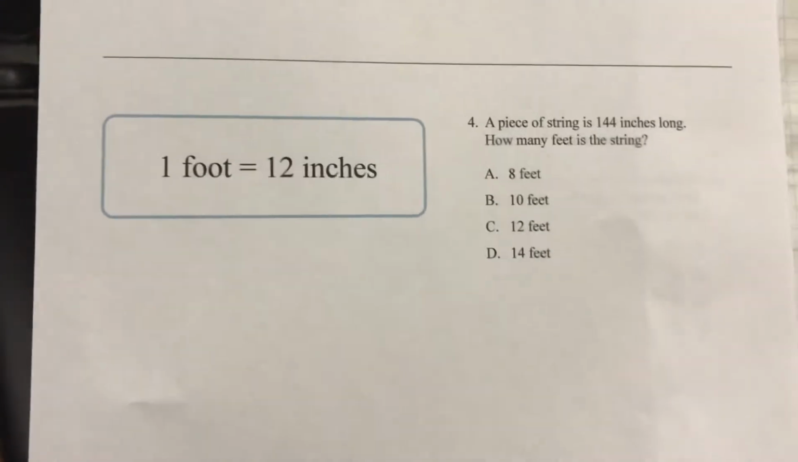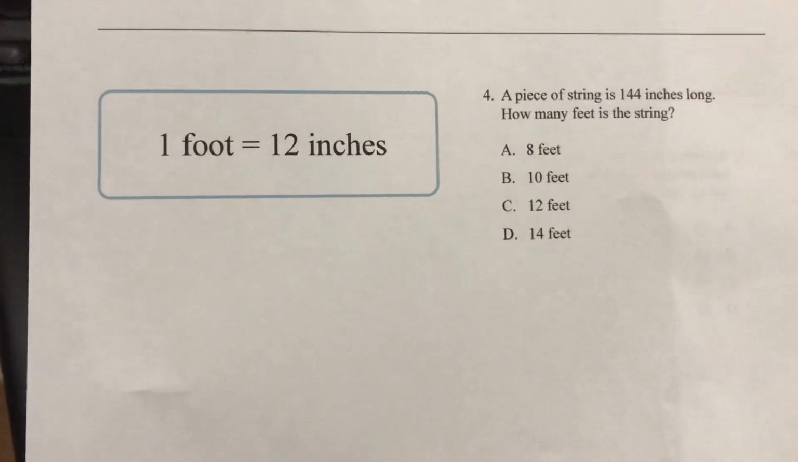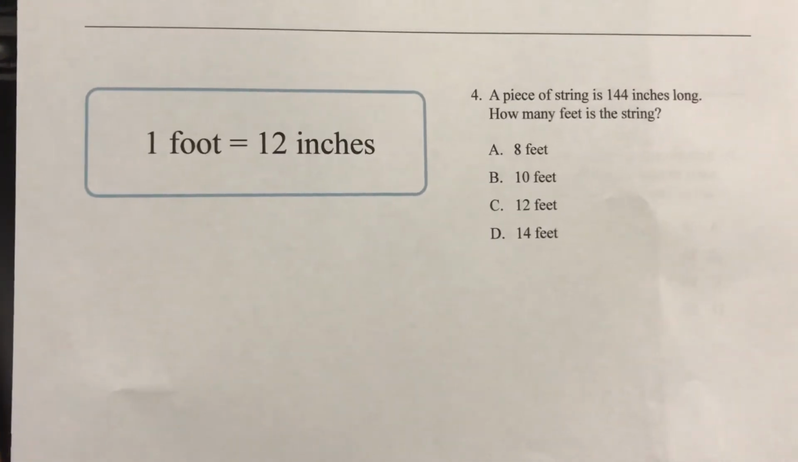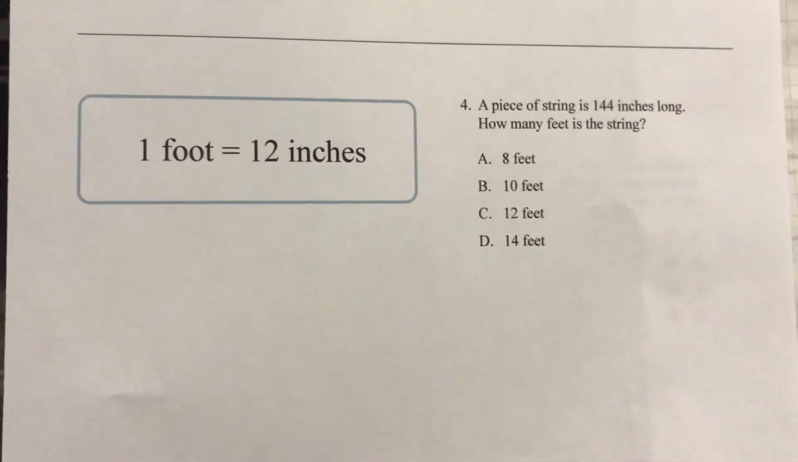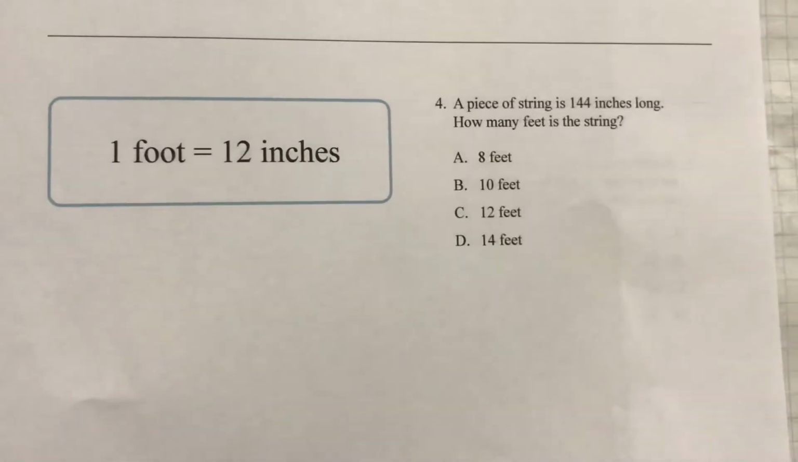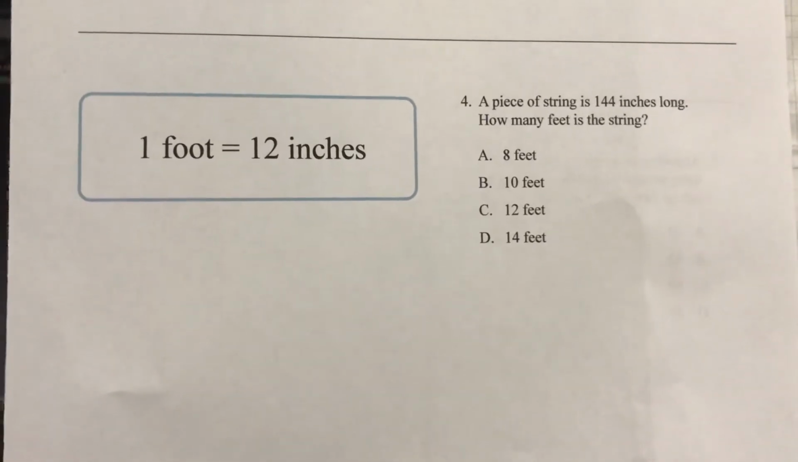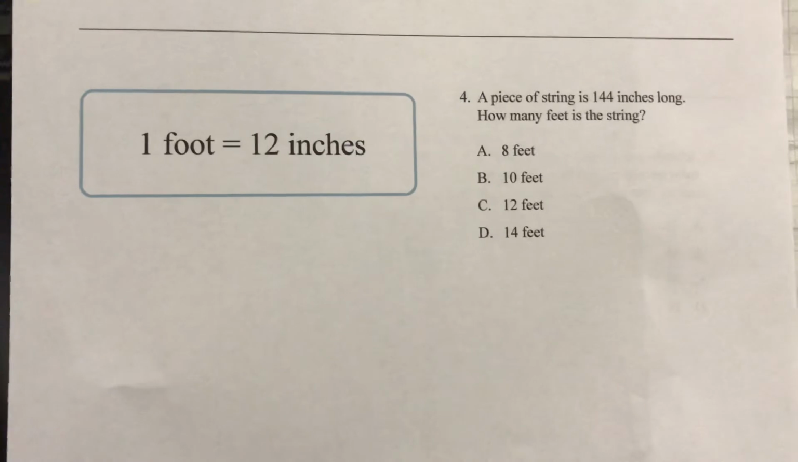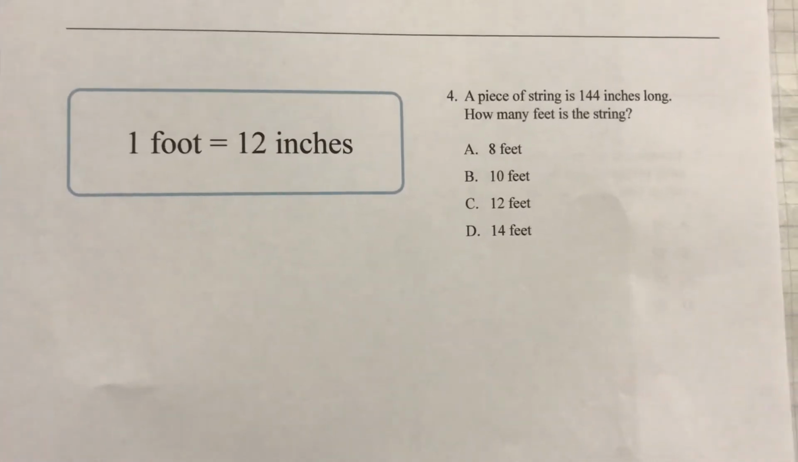Okay, next question. A piece of string is 144 inches long. How many feet is the string? 1 foot equals 12 inches. You can draw a picture for this. You can use a calculator. You can do it in your head. You can figure it out on paper. Pause the video and answer the question.